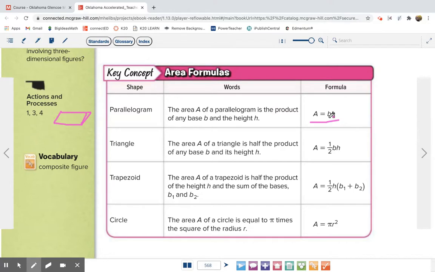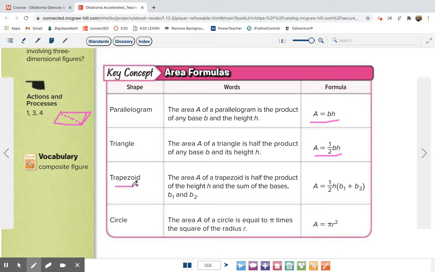It has to be a lowercase b. Capital B means something else. Then we have a triangle, and its area formula is 1/2 base times height. If you notice, the area of a triangle is just half of the area of a rectangle, because if you take a parallelogram and cut it diagonally, you have two triangles. A triangle is half of a parallelogram. Okay, so write that for triangle.